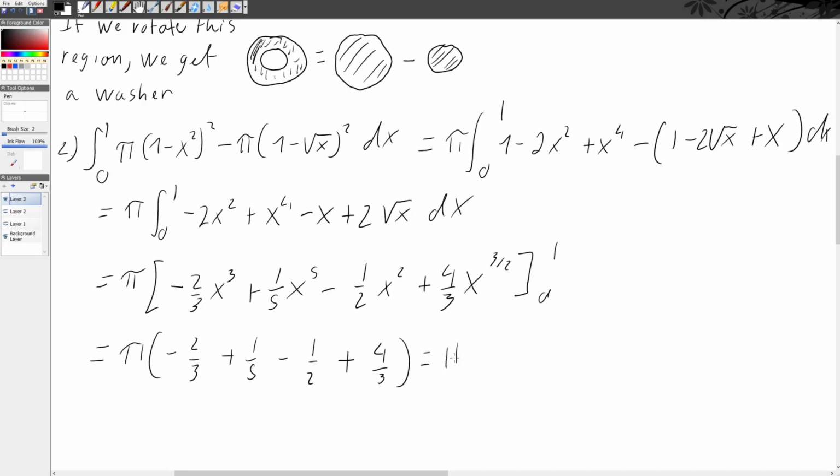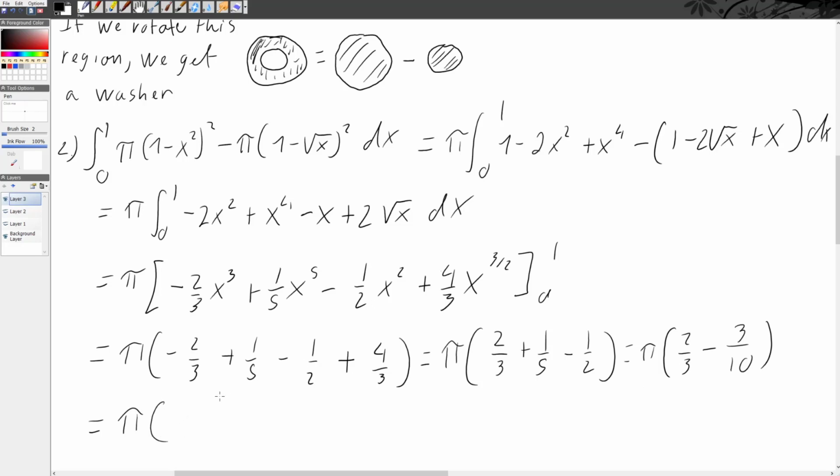Which is equal to pi times (minus 2/3 plus 1/5 minus 1/2 plus 4/3). A fifth minus a half, that's going to be multiplied by 2, multiplied by 5, so minus 3 over 10. And then all in all, that's going to be pi multiplied by 10, multiplied by 3, so 20 minus 9 is going to be 11 over 30.